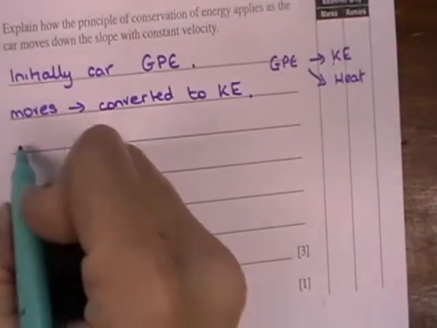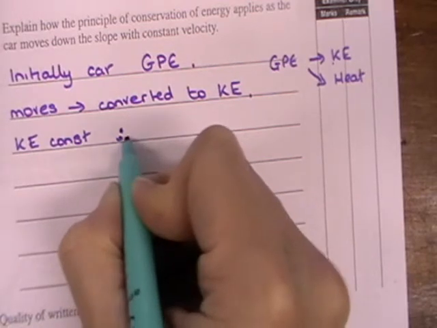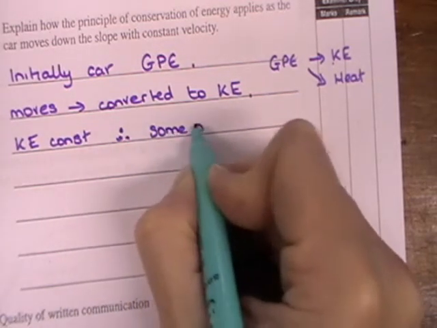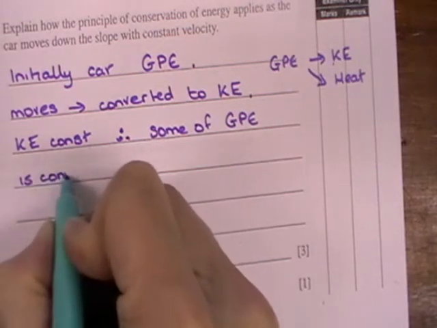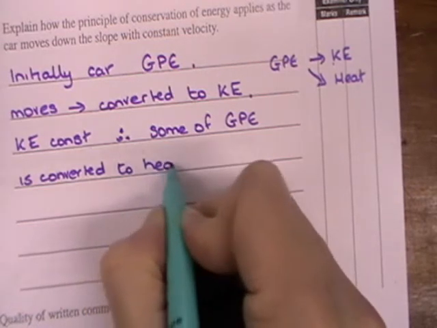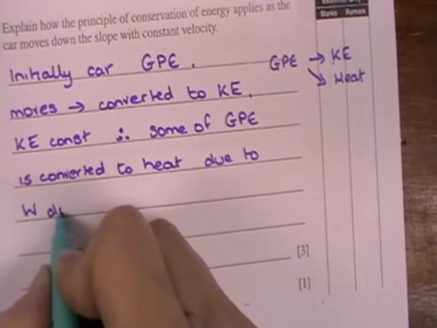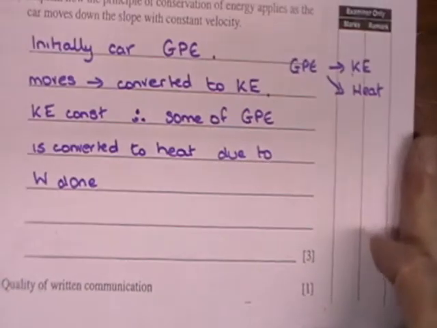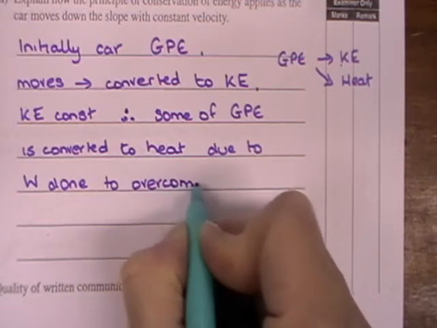So kinetic energy is constant, therefore some of the GPE is converted to heat. And that's due to work done to overcome friction.